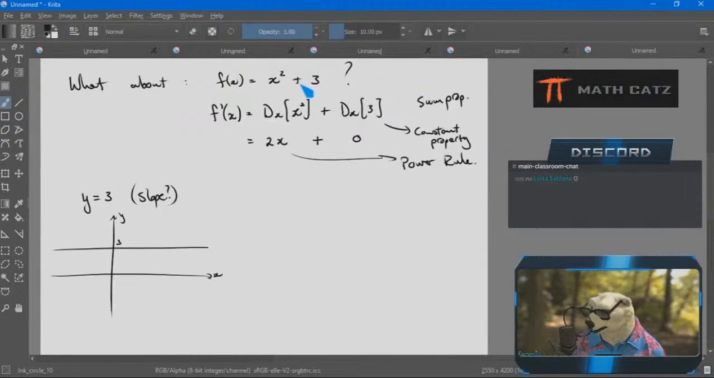All right. So a lot of things happen here, though. All the properties come together to give me the answer. First, I had multiple terms. The sum property was first.